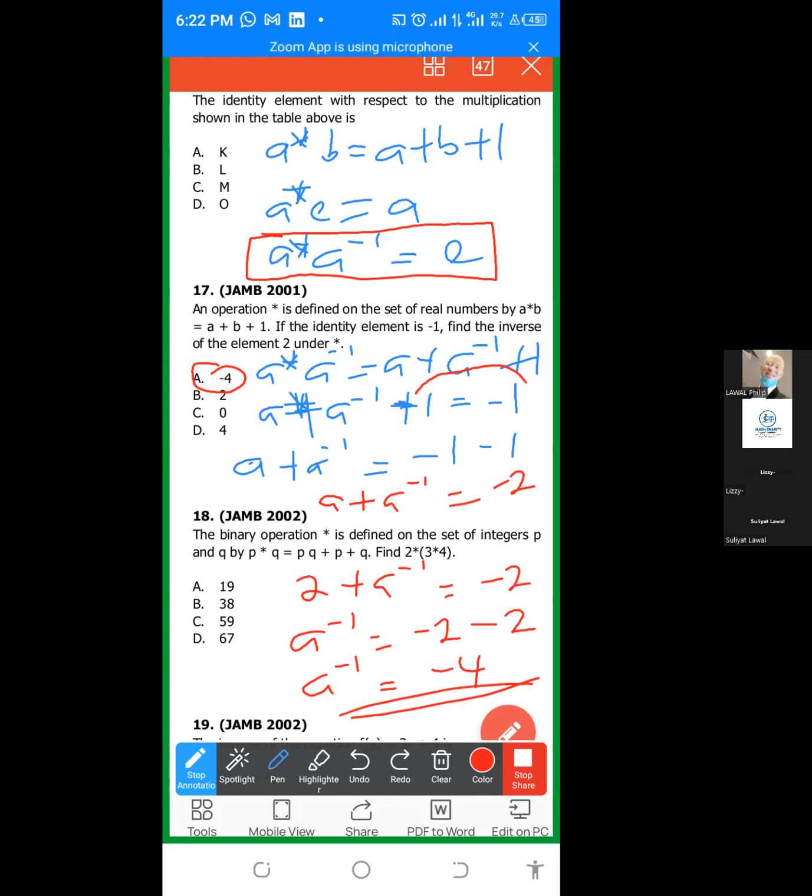So what you have left is A plus A inverse here. But if you check the question, they said we should find the inverse of element 2. So if A is an element, the inverse of A is A inverse. They've given us the element A as 2, so instead of writing this A, we replace it with 2 here. Okay, sir. That's what happened. So the inverse of 2 is minus 4.